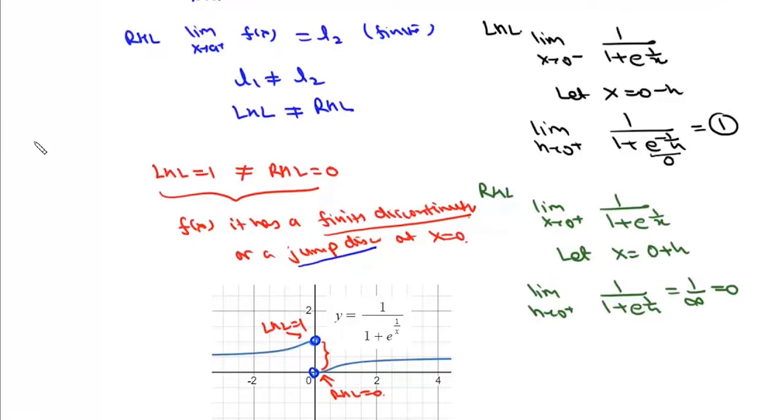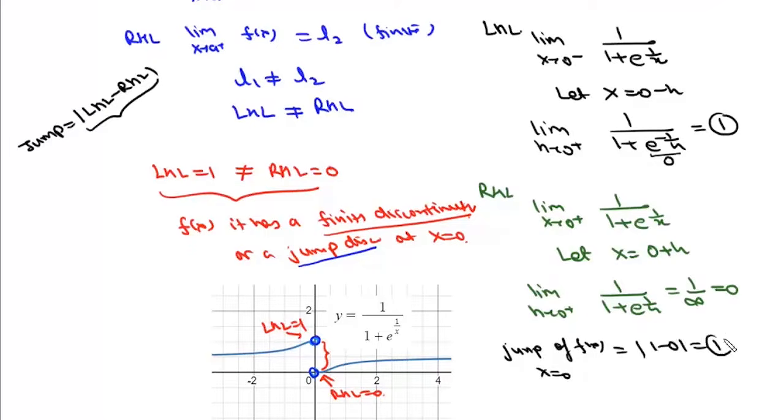Now in this type of discontinuity, we define value of jump as mod of left hand limit minus right hand limit. So the absolute value of this difference between the two limits is called the jump of discontinuity. So in this case, jump of this function fx at x equal to 0 is equal to mod of 1 minus 0, which is 1. So in this case, jump of discontinuity is 1.